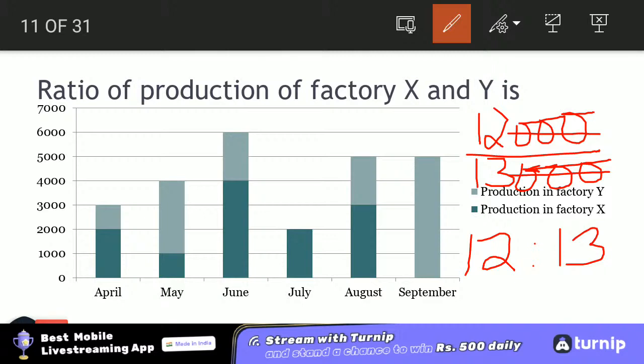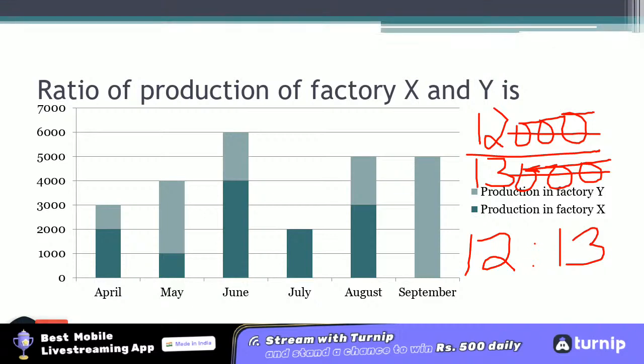Ratio of production of factory X and Y is. So we just divided them, that is 12,000 upon 13,000, and it turned out to be 12:13. Perfect. Moving ahead to the next question.